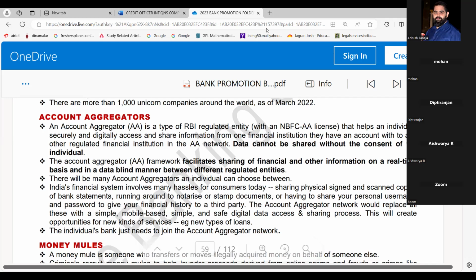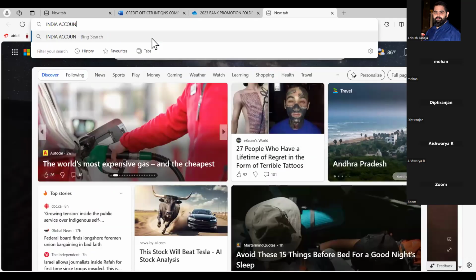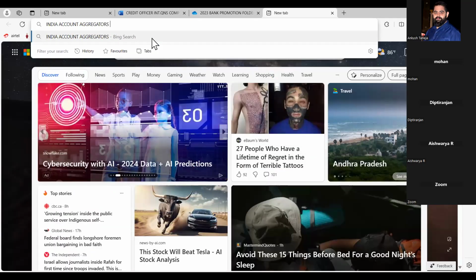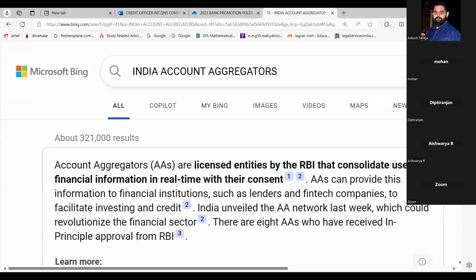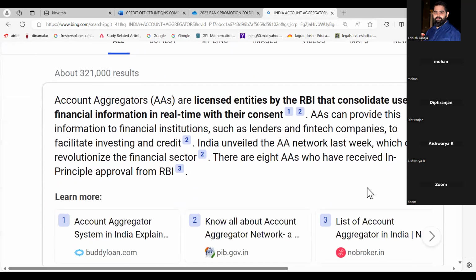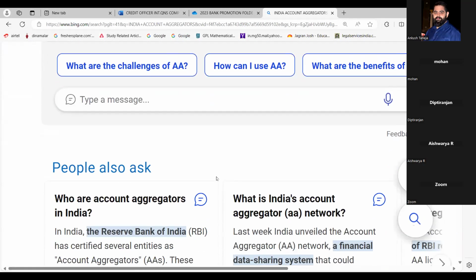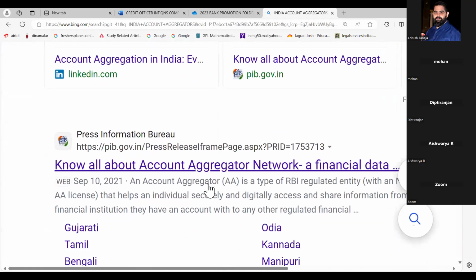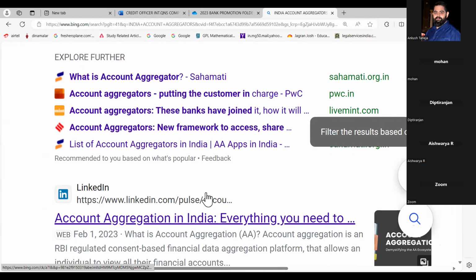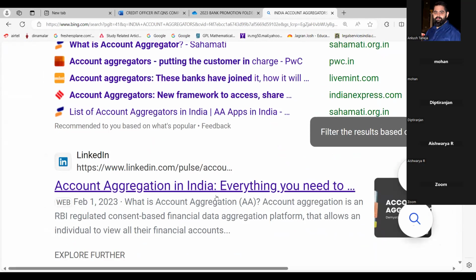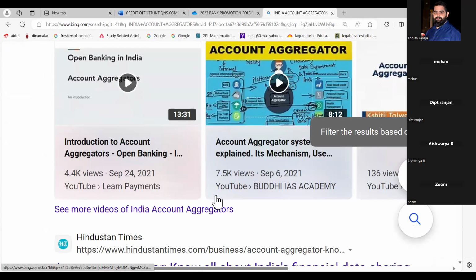Yeah, good. Can anyone tell me who are the account aggregators in our country? Account aggregators are licensed entities from RBI that consolidate user financial information. There are 8 AAs who have received principal approval. Who are they? Can anyone tell me who are they? I am asking whether it is our GPay, PhonePe, or are they account aggregators. That's what I wanted. Anybody knows?